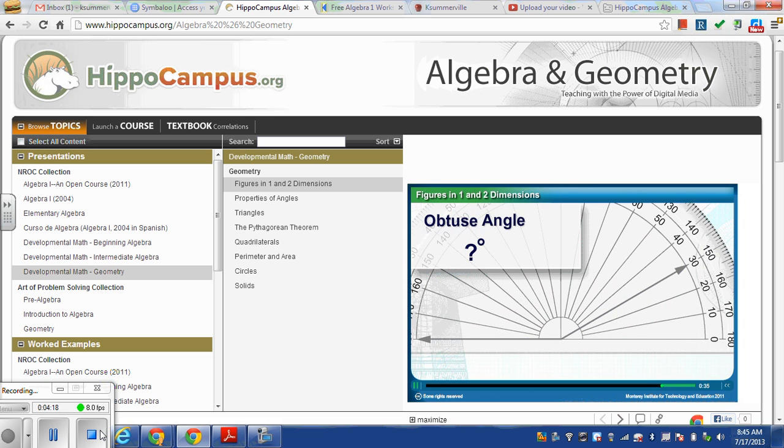Finally, look closely at where the ray crosses the protractor to read the angle. Be sure you're reading in the right direction. This angle is 150 degrees, and it is an obtuse angle.